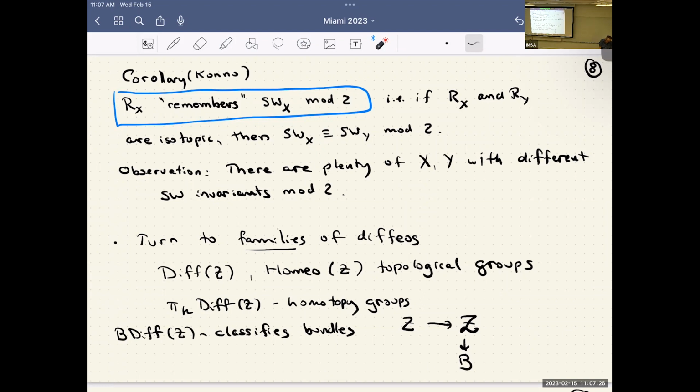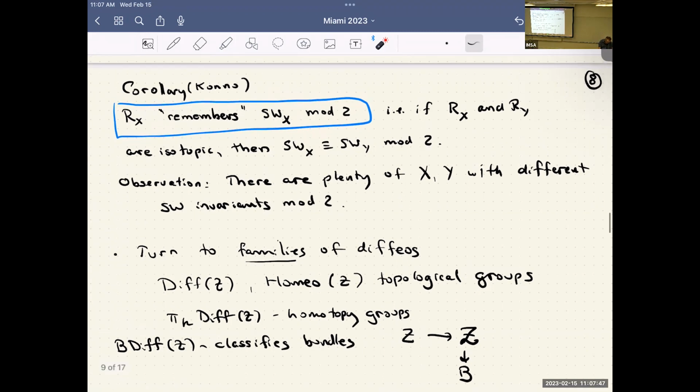Okay, so I guess maybe the observation, just as I go forward, is that there are lots of different ways of getting four manifolds with different mod 2 Seiberg-Witten invariants. I gave you a specific pair X and Y, but you could have done a lot of other things. Okay, so that's one thing.